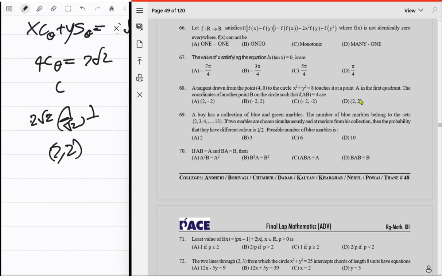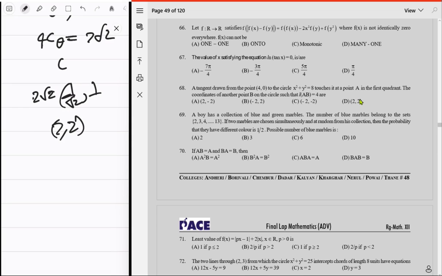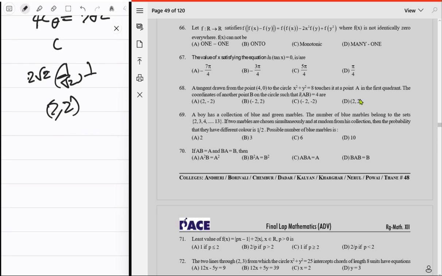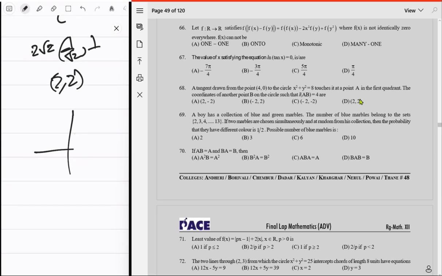So (2, 2) is a point, and we need another point B on the circle such that the length of AB equals 4. Why 4 particularly? This complete thing is 2 square root of 2, so that's not going to work. The length of AB is 4, so half of it is 2, and the distance from the center to the chord is 2 square root of 2 over... so the distance from the line should be 2.